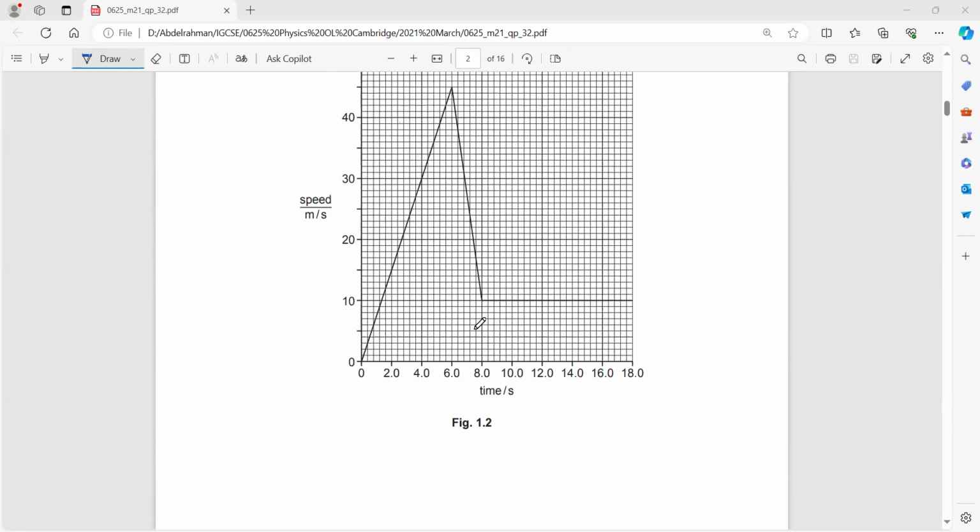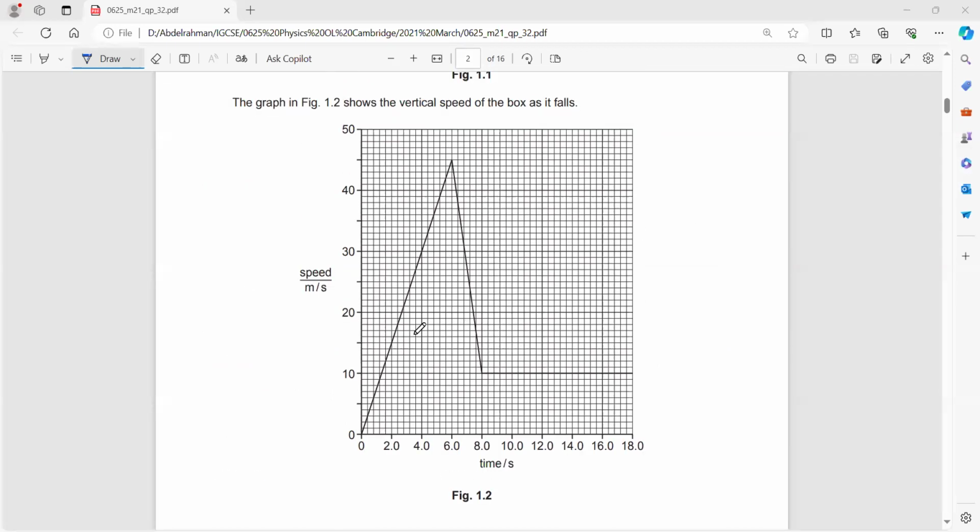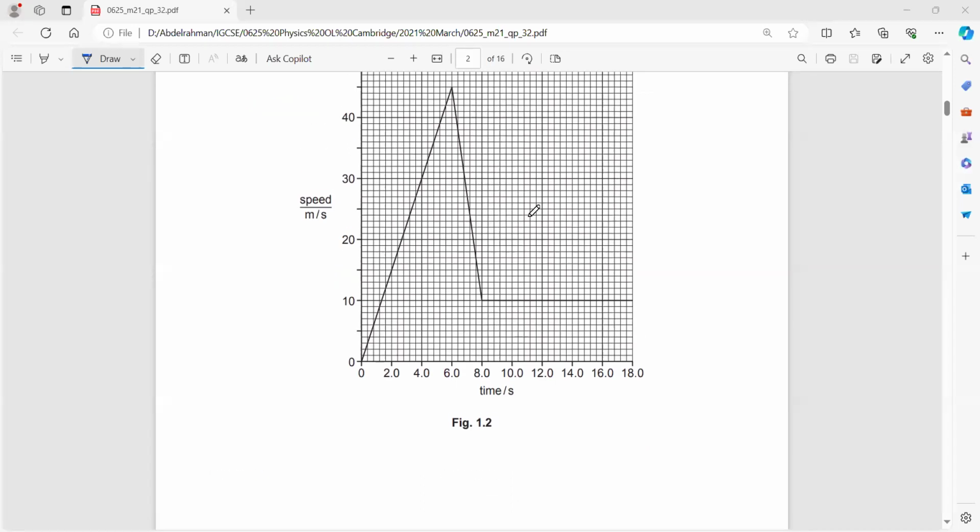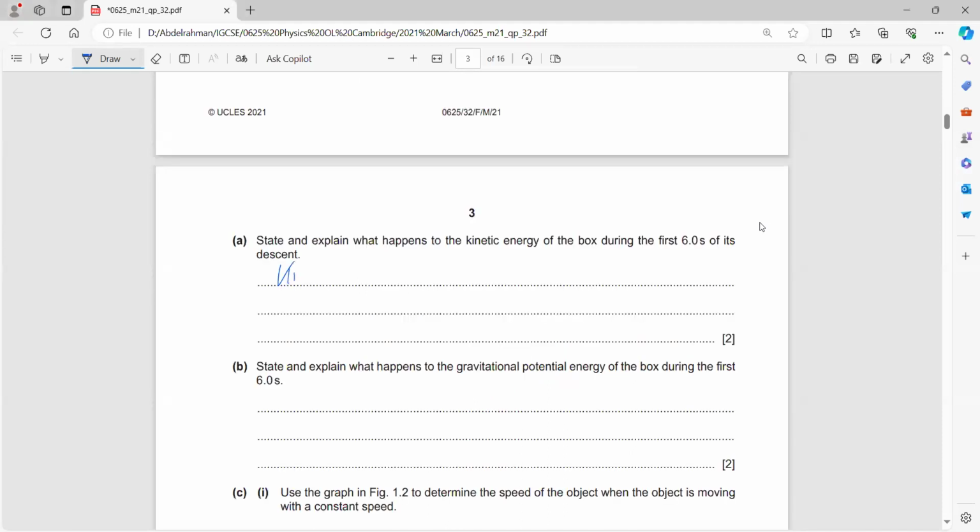What happens to the kinetic energy of the box in the first 6 seconds? Any ideas? Kinetic energy is going to increase. Increases, correct. Why? Because the speed increases. Which is correct. Kinetic energy increases. Why does it increase? Since the speed or the velocity increases.